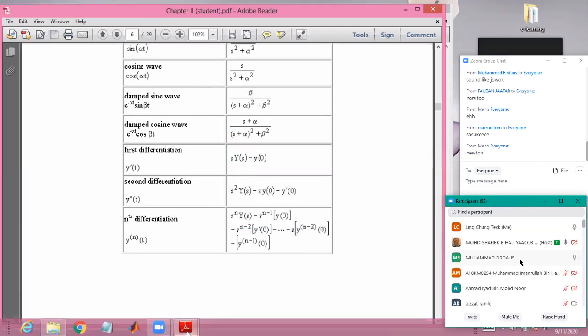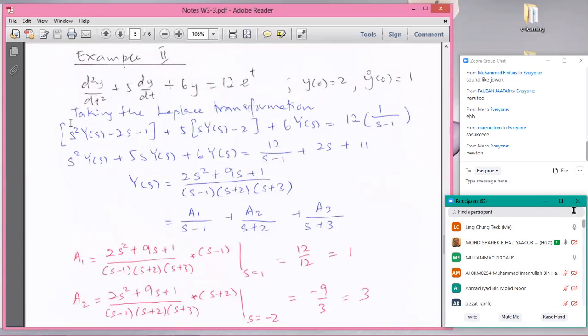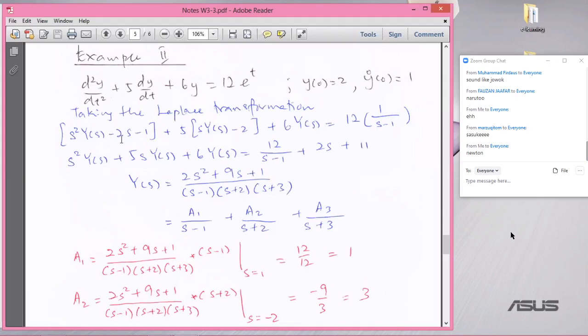Small y represents the time domain, the value of y at time equals 0. Okay, so now you take the Laplace transform of the second derivative, s squared multiplied by Y of s minus s y of 0. y of 0 is 2, as given here. The initial condition is y of 0, minus y dot, the derivative of y at 0, so minus 1. So this term here comes from the initial condition.